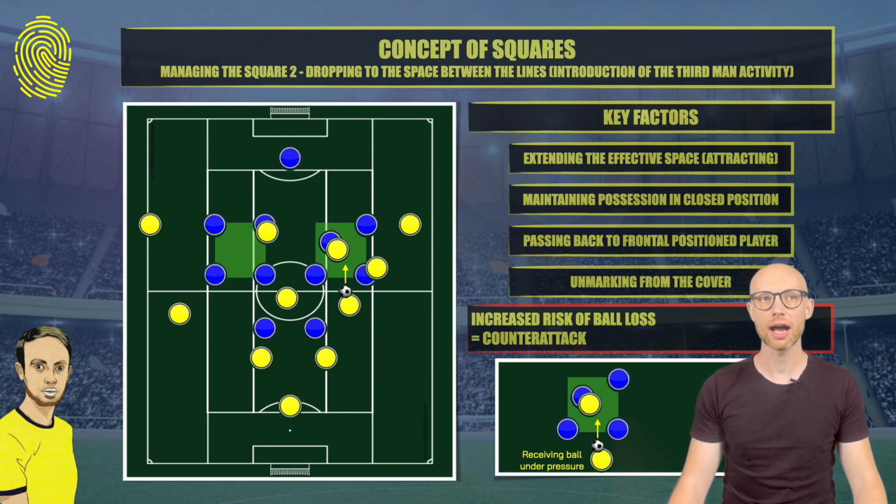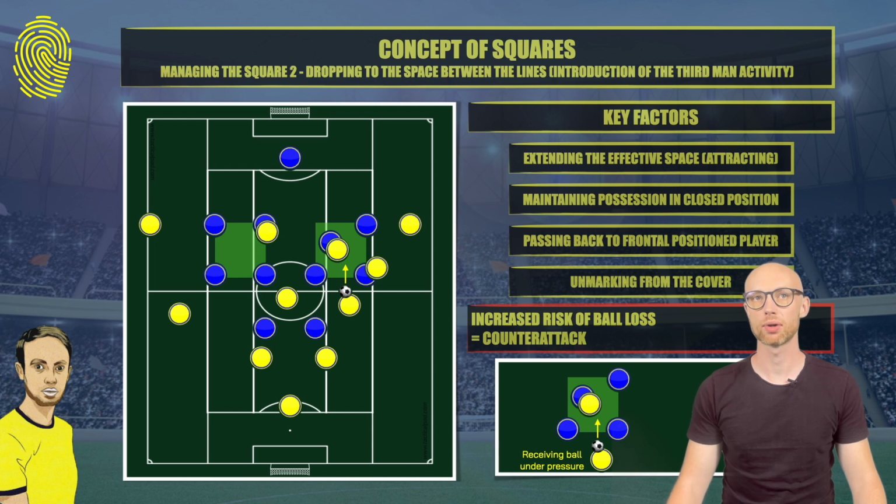If the entire action happens lower on the field and doesn't involve a forward, but for example a midfielder, the midfielder can receive a return pass and start progressing while facing the opponent's goal.